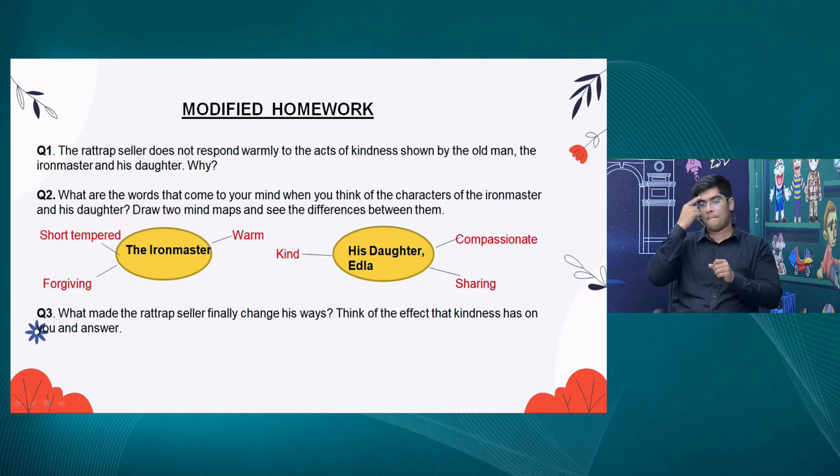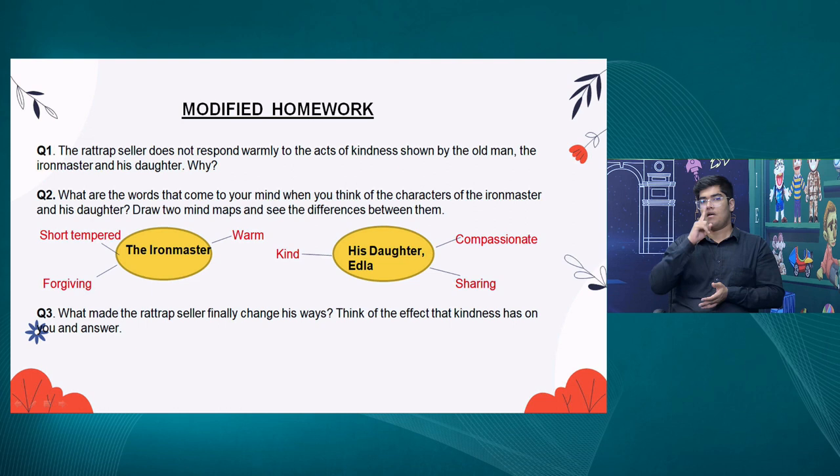I feel this activity is especially good for children who are learning to write, who are not fluent writers, who are not free writers. Drawing a mind map gives them a lot of vocabulary immediately. So you could start with all the words that occur to you when you think of the Iron Master. You could say that he's short-tempered, but you could also say that he's forgiving. You could say that he's warm. He's also friendly. He sees an acquaintance and he picks him up and brings him to his home. So, he's also warm and friendly.